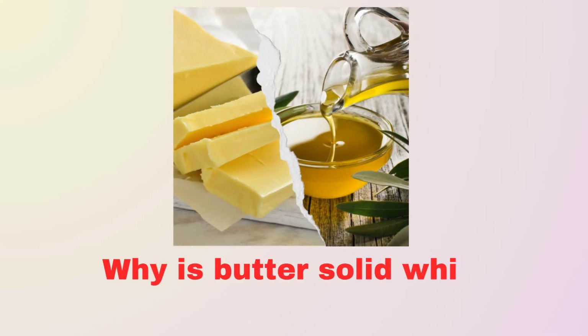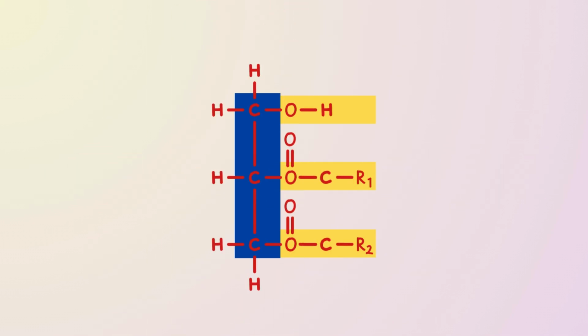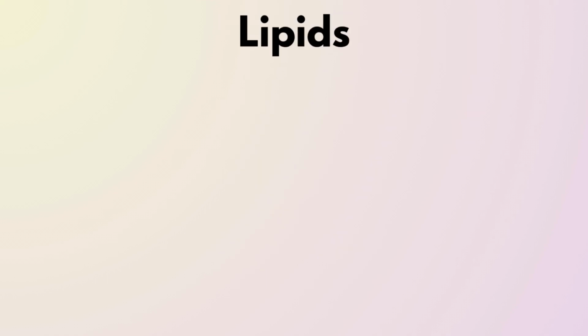Why is butter solid while olive oil stays liquid? The answer lies in the structure of lipids. In Edexcel IAL Biology, you'll discover the answer when you learn how triglycerides are made and the differences between saturated and unsaturated lipids. Let's start by looking at what lipids are.